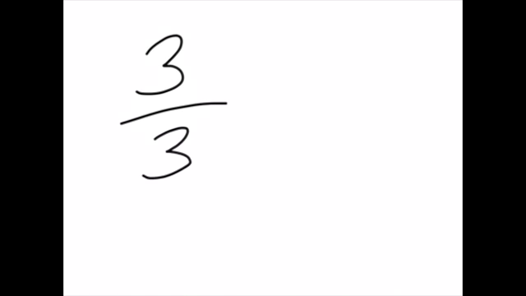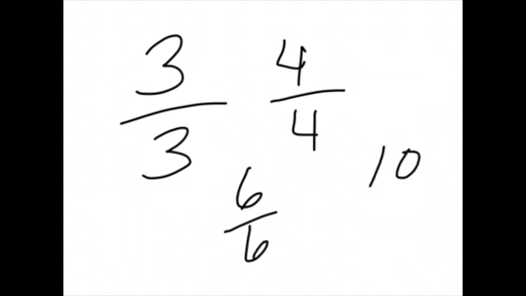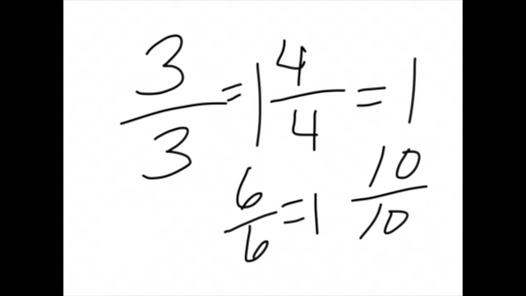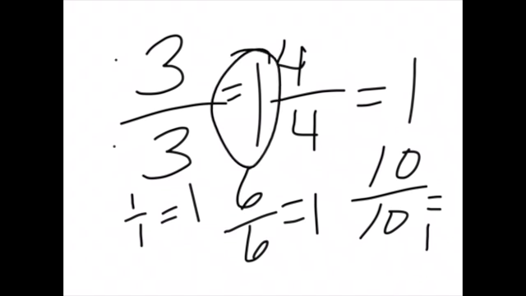Anytime that my denominator and my numerator are the same, it does not matter what numbers I use, they always equal 1 whole. So 10/10 is 1 whole, 6/6 is 1 whole, 4/4 is 1 whole, 3/3 is 1 whole, 1 out of 1 is 1 whole, right? So it does not matter because as long as my numerator and denominator are the same, it always equals 1 whole.